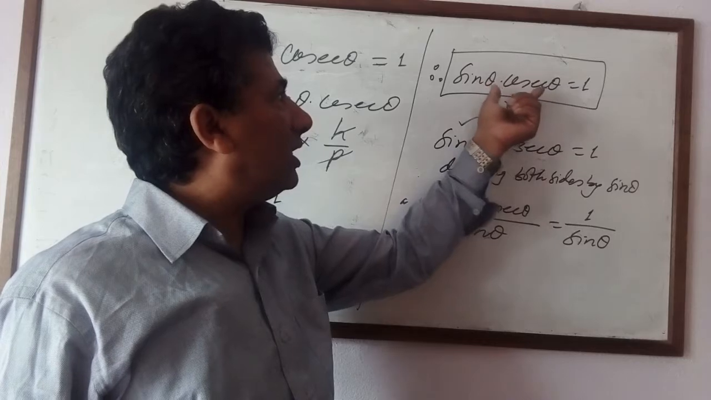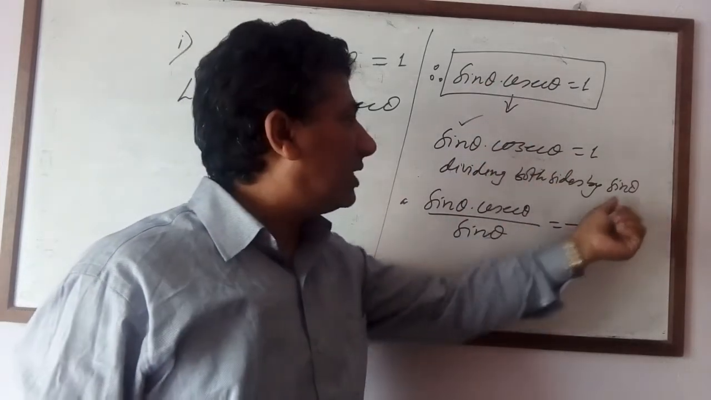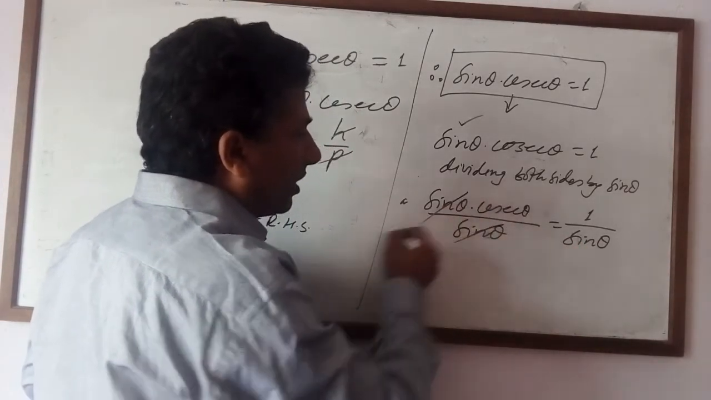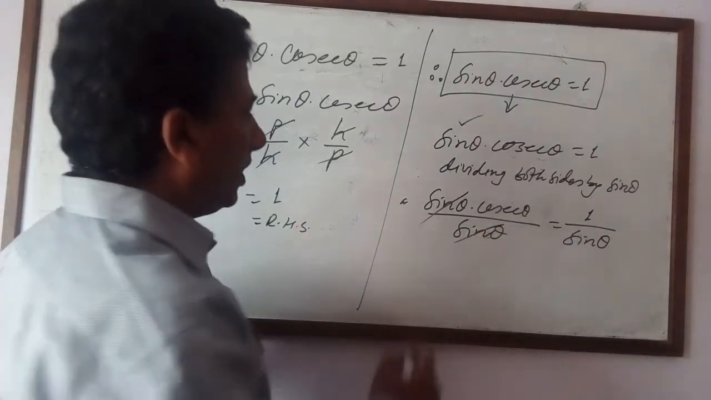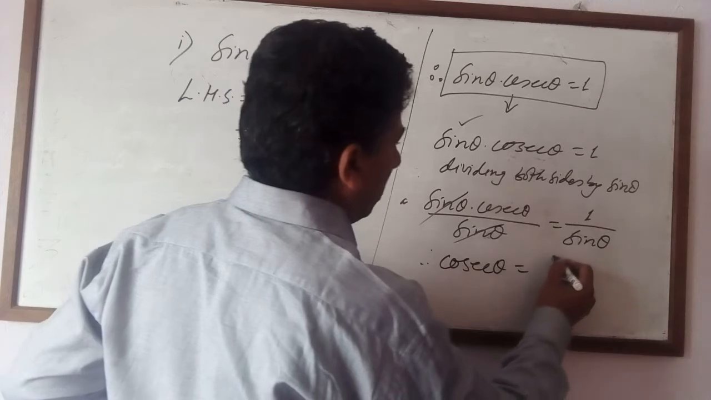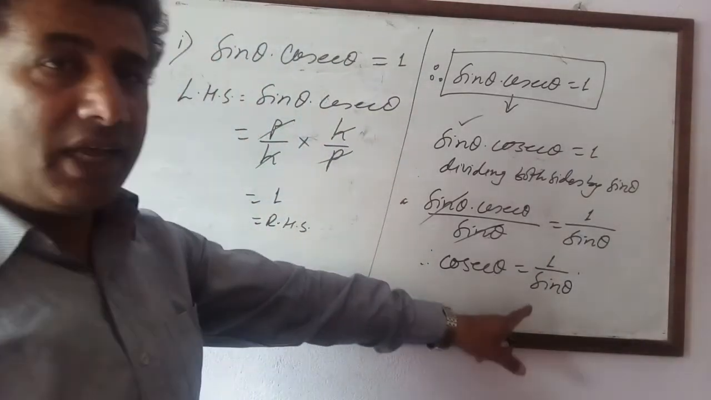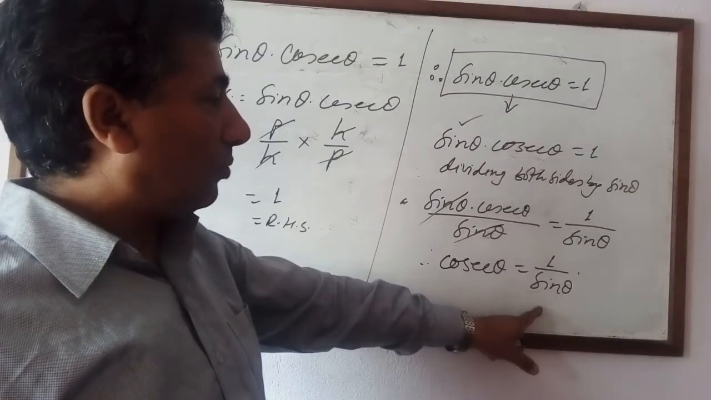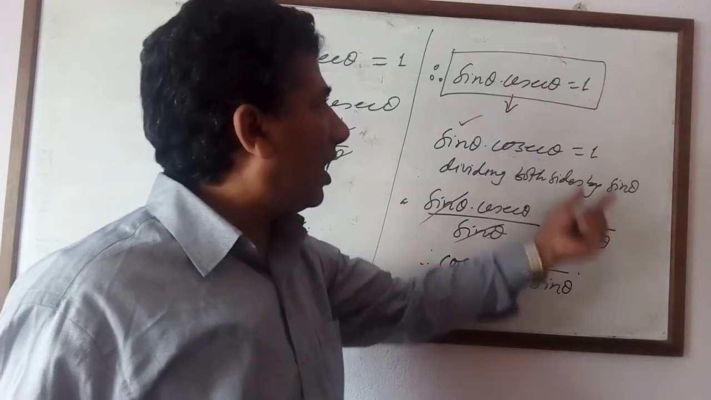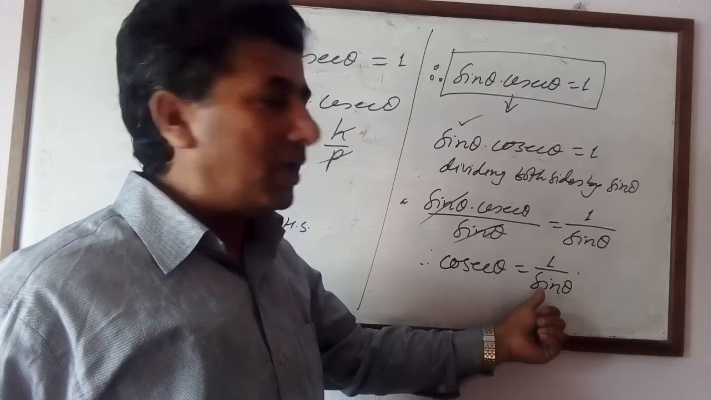Now from the left hand side we are going to remove sine theta. To remove sine theta we can divide both sides by sine theta. When you divide both sides by sine theta, there is a multiplication sign, so this and this factor we can cancel. Now on this side, what is left? Therefore cosec theta equals 1 by sine theta. This is the proof. When you remove this sine theta, it goes to the right hand side denominator.